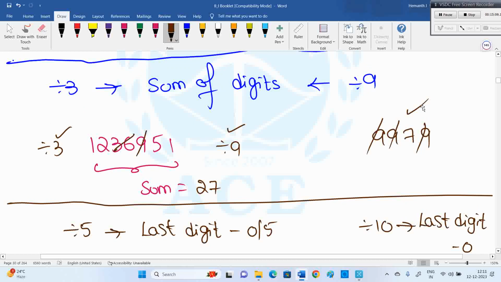For divisible by 3, the sum of digits must be divisible by 3. Divisible by 9 also, the sum of digits must be divisible by 9. For divisible by 5, the last digit must be 0 or 5. For divisible by 10, the last digit must be 0.